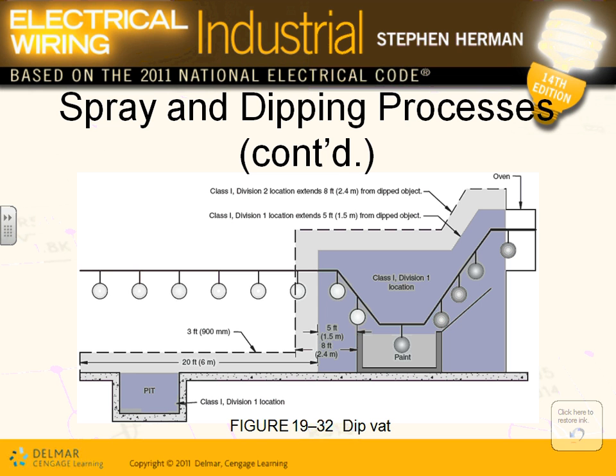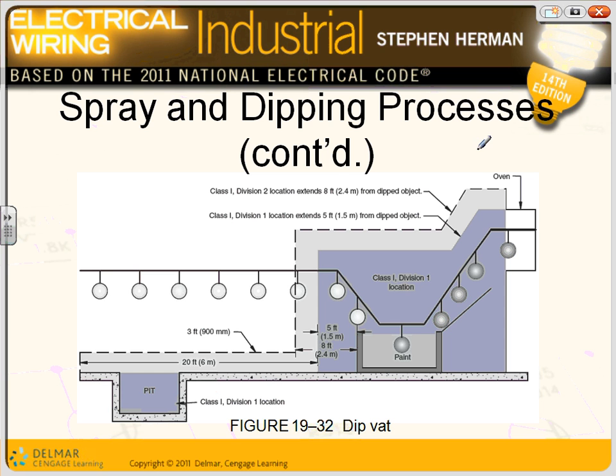Same thing, guys, spray and dipping. If you have spray and dipping, we have a class 1 div 1 here in this area because of the gases involved in it. And also this right here, gases, class 1 div 1 location as you dip them and go out. And they have all the dimensions. The shaded ones is class 1 div 1, 5 feet, 8 feet away. So that will give you 3 feet here, I believe. 3 feet around this area is a class 2. So the adjacent area to class 1 is almost always a class 2 location. Who cares? Give you an idea.